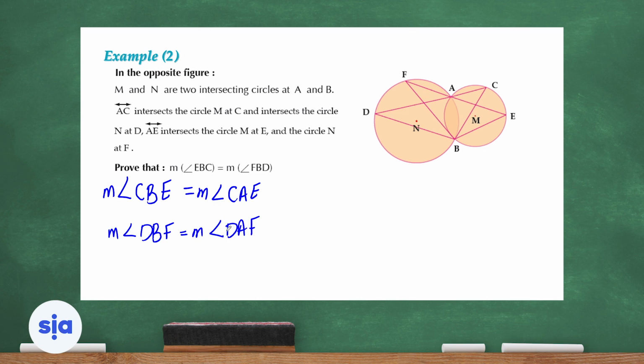Same reason, inscribed angles subtended by the same arc DF. The measure of angle FAD is equal to the measure of angle CAE as vertically opposite angles. Therefore, the measure of angle CBE is equal to the measure of angle FBD.